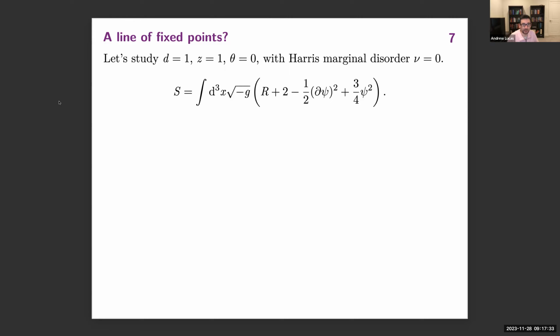So we're going to study a conformal field theory in 1 + 1 dimension. So z is 1, theta is 0, little d is 1. And I'm moreover going to consider Harris marginal disorder, so this little nu that we introduced before is going to be 0. The bulk model that we need to study is the one written here. It's an Einstein scalar theory, and this mass of -3/4 is chosen to make the disorder Harris marginal.